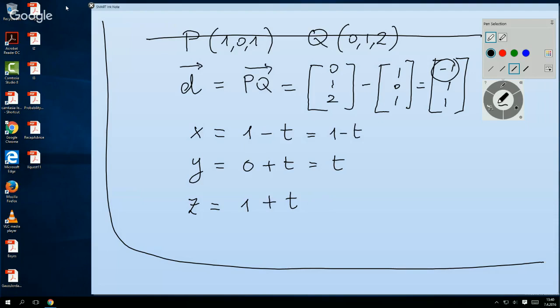Okay, the next question has to do with orthogonal vectors. When are two vectors orthogonal? When their dot product is 0. That's all you need to get another 3 points.